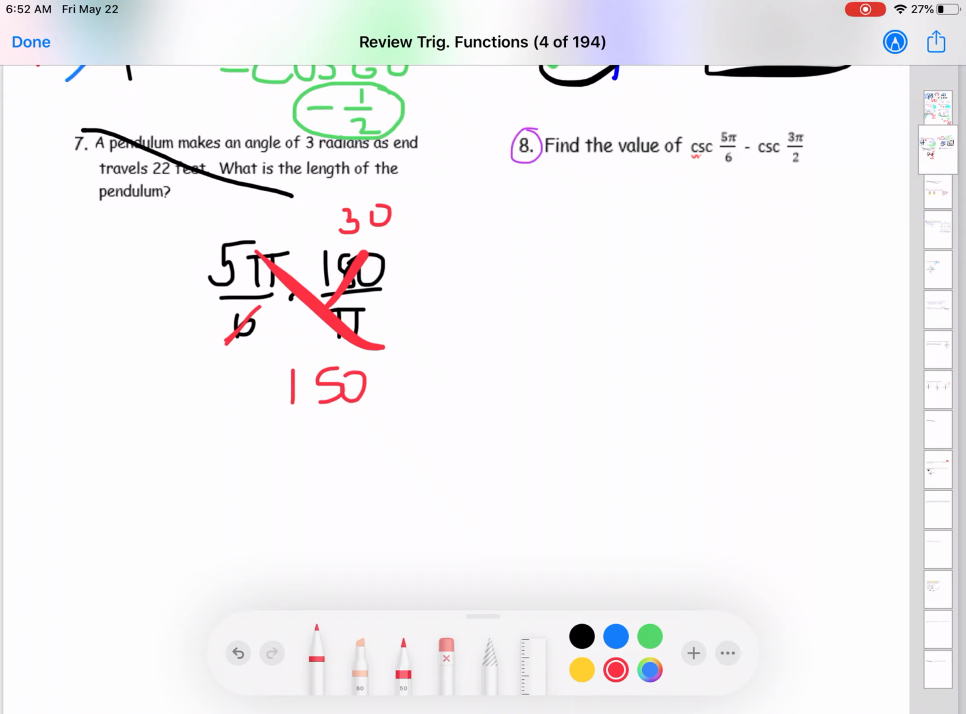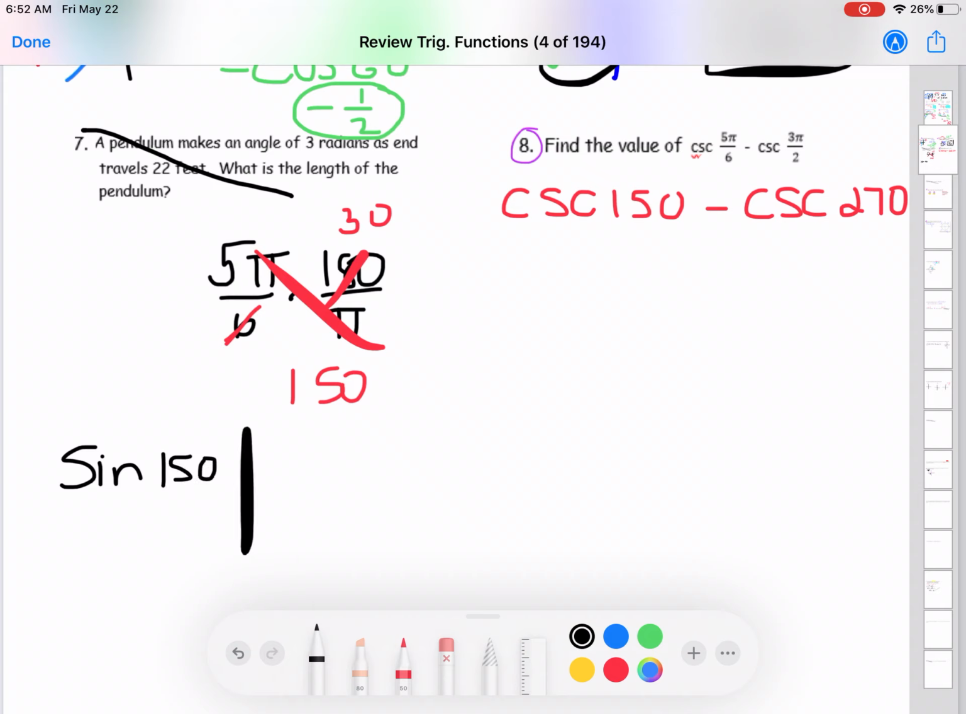So I'm trying to find the cosecant of 150 minus, now we'll do the other guy, 3 pi over 2. I think we all should remember that's 270, right? So cosecant of 270. Okay, so let's use this space still over here. So what I really need to do is find the sine of 150, and then I'll do the reciprocal. That'll be the cosecant of 150.